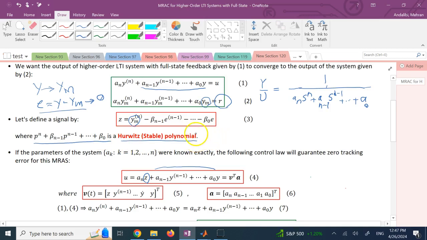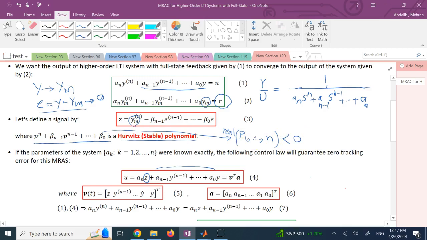What does it mean? It means if you solve for this polynomial and find all of the roots, p1 all the way to pn, all of these roots are stable. What does it mean? It means the real portion of these roots is going to be negative. Okay, so the system is stable.